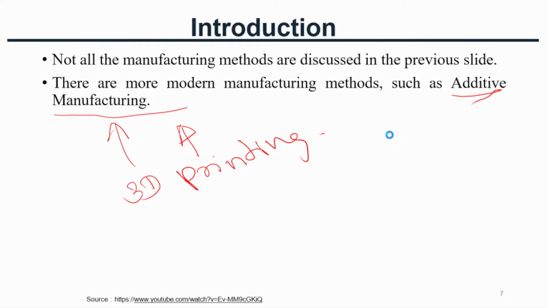So in this case, we can build our product or part. So under additive manufacturing, under 3D printing, we can build the part layer by layer. Okay. So this process actually allows us to create complex shapes.